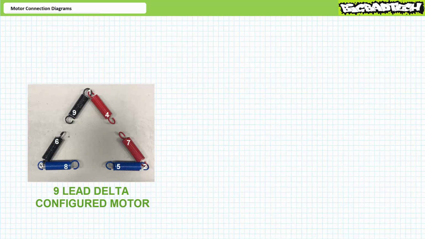Low voltage configurations are associated with windings in parallel, whereas high voltage configurations are associated with windings in series. Allow me to demonstrate. Consider a 9-lead delta configured motor consisting of 3 sets of paired windings permanently joined together. Visualizing 9-lead deltas is a little difficult unless you just pick a direction and stick with it. In this case, let's go clockwise.